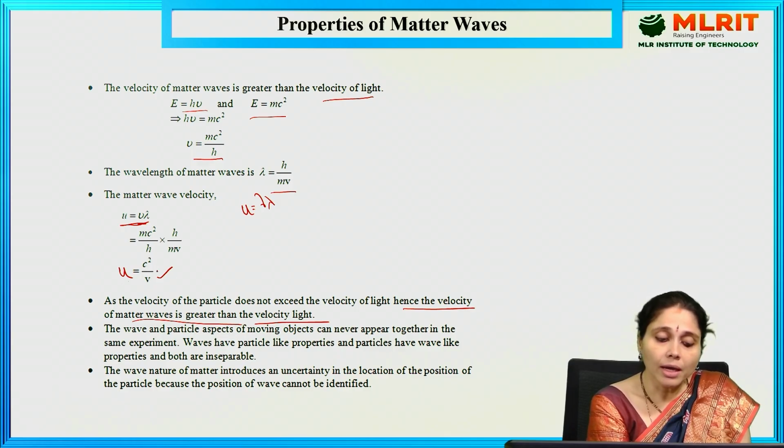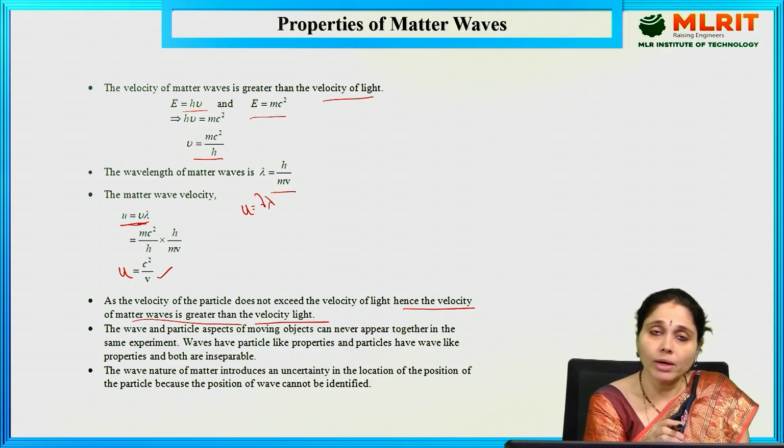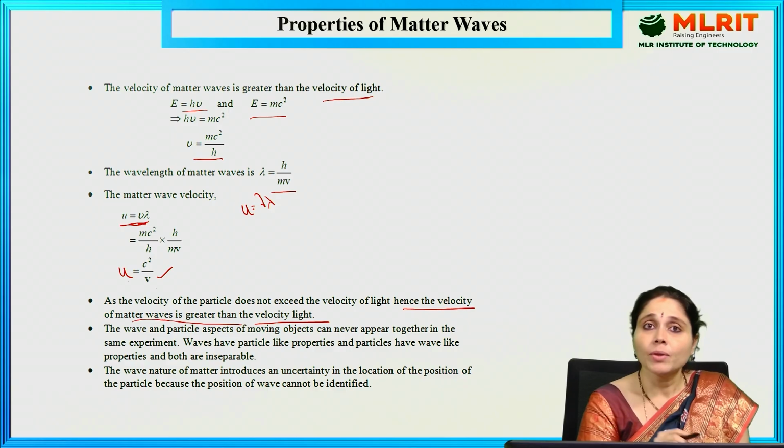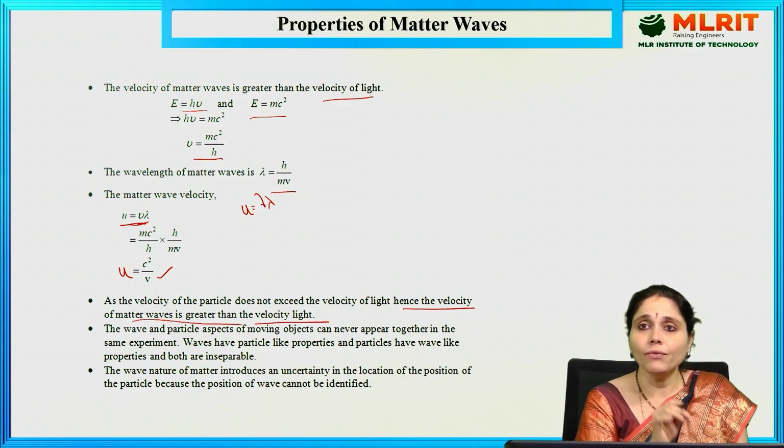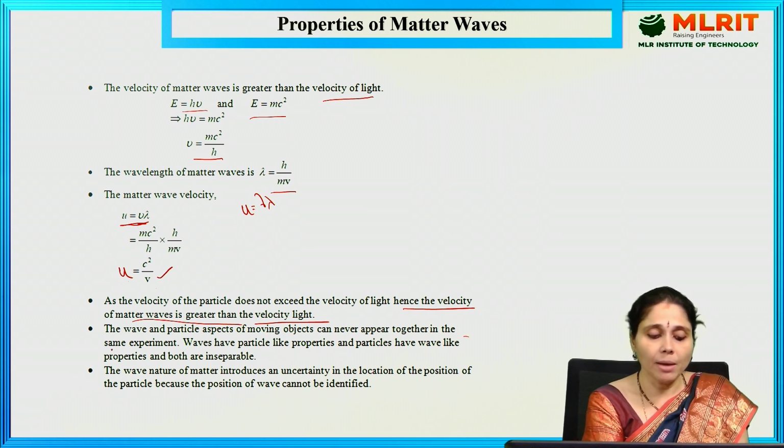So, we can compare the two quantities, right? We can compare between c square and the velocity of a material particle. Since the velocity of a material particle is not equal to the velocity of light, the remaining thing is u, the velocity of matter wave, which is greater than the velocity of light. The wave and particle aspects of moving objects can never appear together in the same experiment.